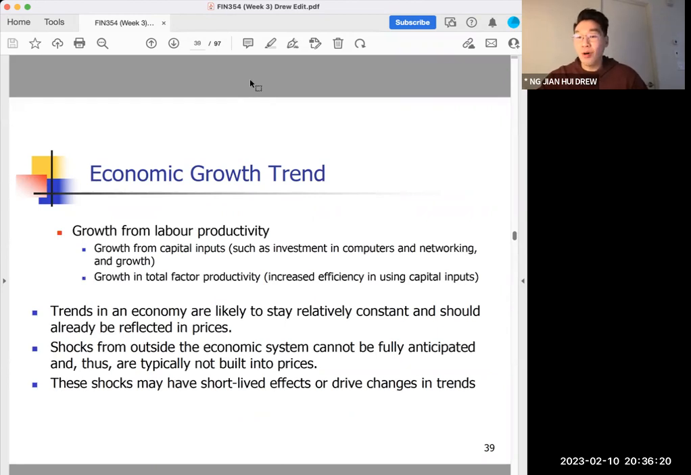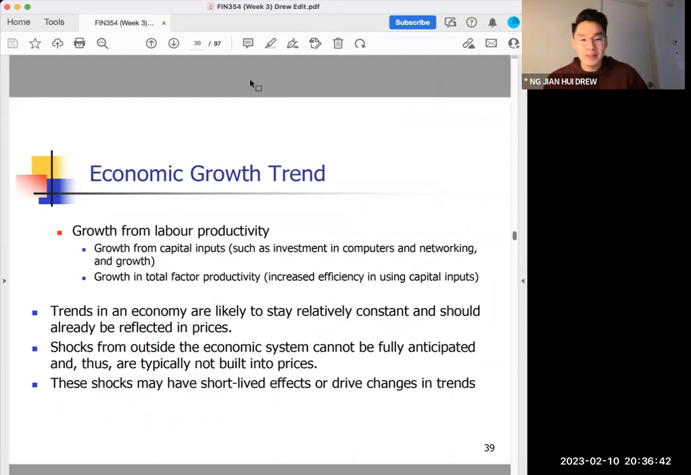And because of the openness in Singapore, it actually increased our labor productivity. It's very high. And labor productivity is also one of the inputs for the growth trend of the economy. So I guess Singapore is doing very well because of that, right?